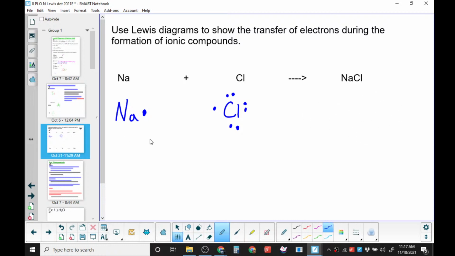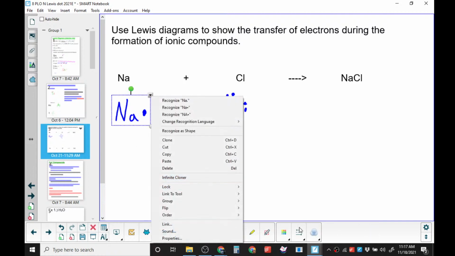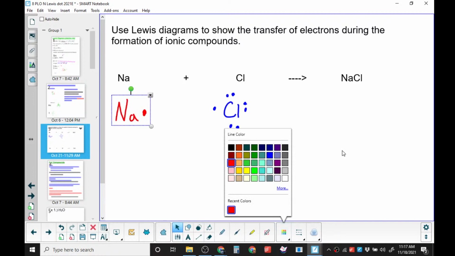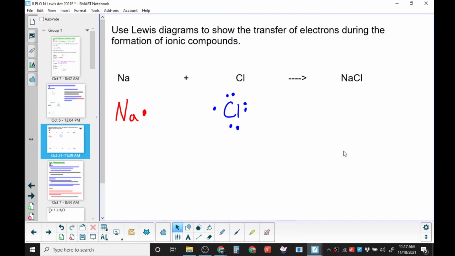Ionic bonding, metal and a non-metal. So chlorine, here, why don't I make this really obvious? And we'll make sodium red. Did I say covalent? I said the opposite of what I meant. Sometimes I do that.